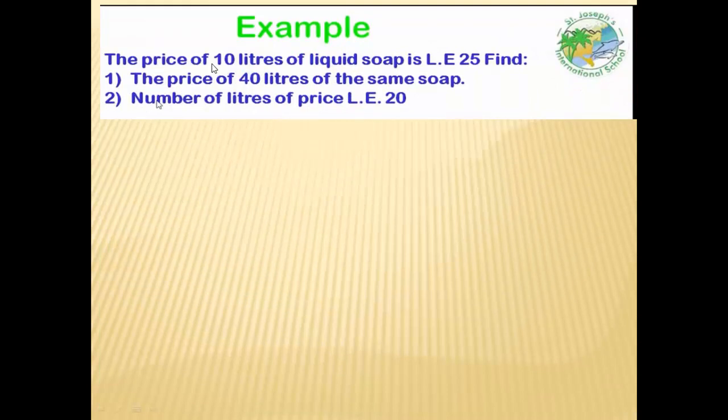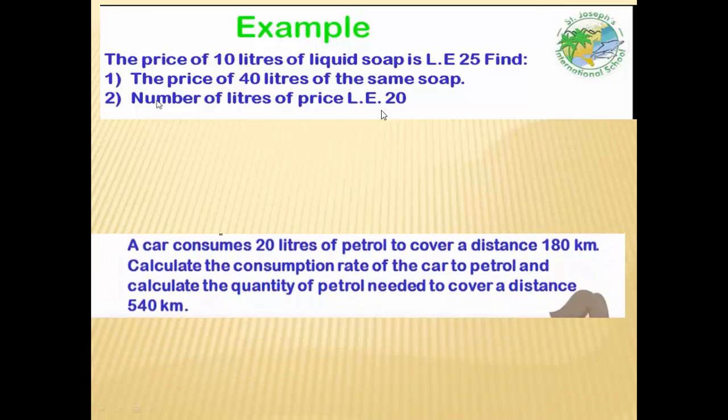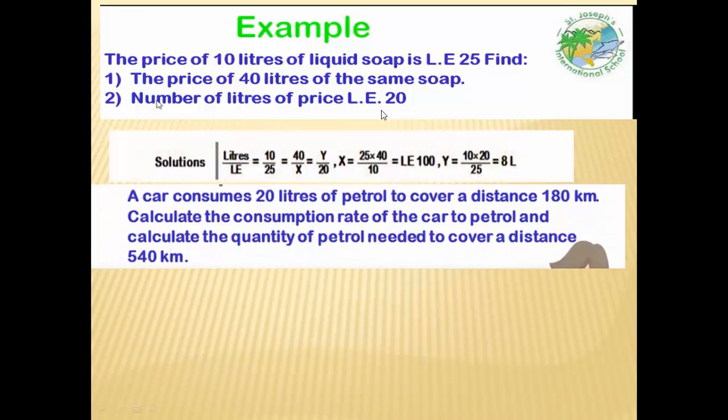Example. The price of 10 liters of liquid soap is 25 pounds. Find the price of 40 liters of the same soap. Okay. Number 2, number of liters of price 20 pounds. Then from the properties of proportion, this is another example. Liter over pound, we have two different units, liters and pounds.